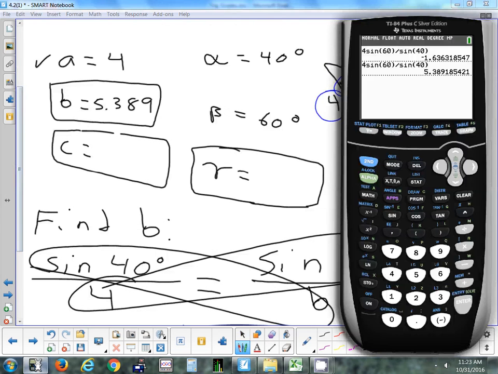Okay, be very careful if your calculator is like this and uses parentheses, because if you forget to put in that parenthesis like I did after the 60, you get the wrong answer. All right, so check your calculator however you type it in. Make sure when you're typing it in, you get 5.389. If you're getting something different, your calculator's in the wrong mode or you're not typing it in correctly.